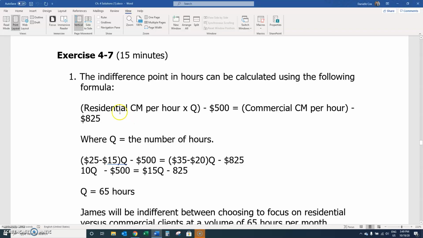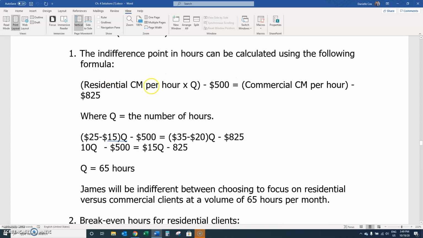Okay, that is going to be where the contribution margin, so the formula, contribution margin per hour times the quantity, less the fixed costs of the one, which is going to be residential, is equal to the contribution margin per hour from the other one, less the fixed costs of the other one. We want them both to be equal.